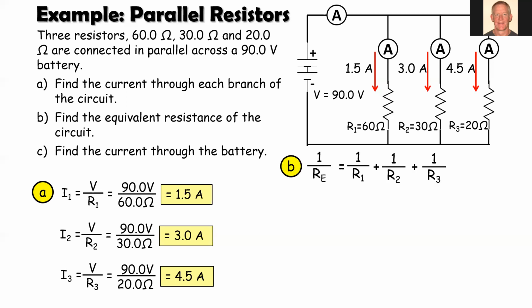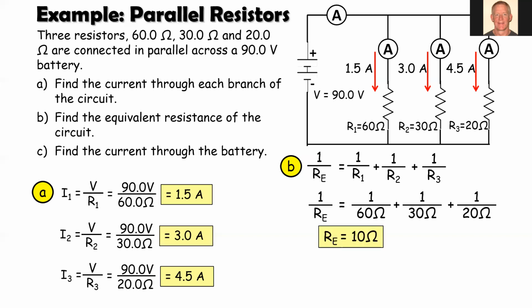But the total current is simply going to be the sum of all of those. Now let's find the equivalent resistance here. Here's our formula. This one's a little more complex because we have 3 terms. You would say, okay, I have to find a common denominator. Don't bother with that. Let your calculator do the work. Just take 1 divided by 60 plus 1 divided by 30 plus 1 divided by 20, and then take the reciprocal of that, and we find that we get 10 ohms here.